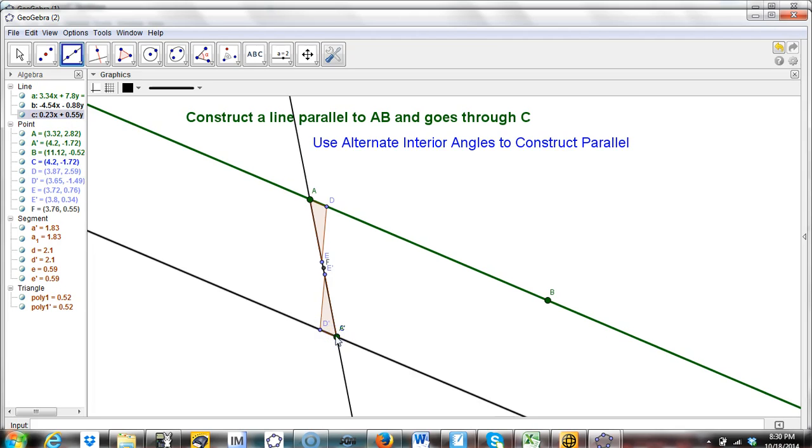So that's how we can consider transformations in constructing parallel lines using our angle pairs.